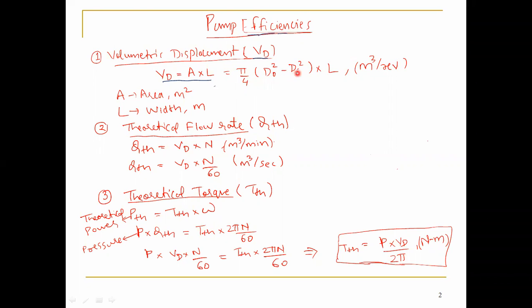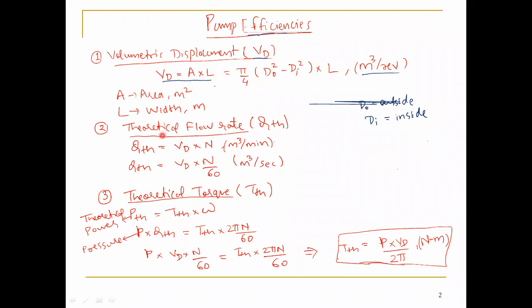So what is this d naught and di? d naught is the outside diameter, and di is the inside diameter. So this volumetric displacement will be in terms of meter cube per revolution. That is, for one complete rotation, what is the volume? So that is the volumetric displacement.